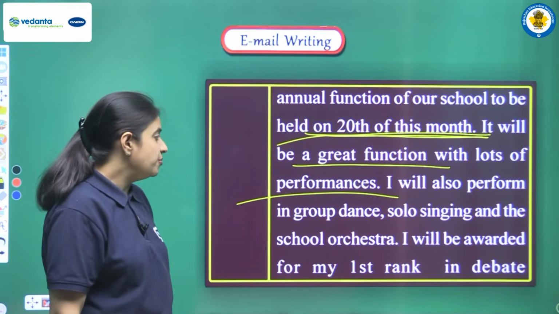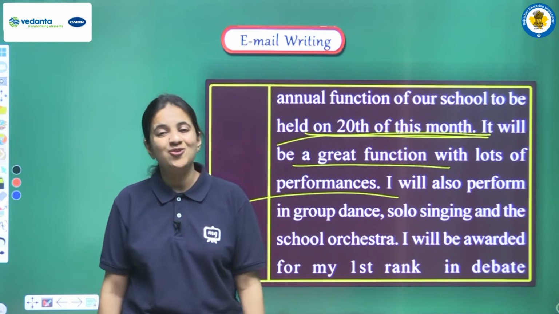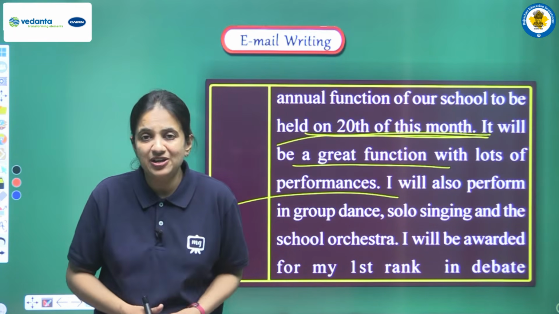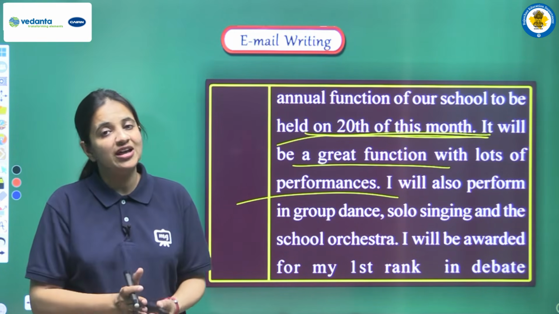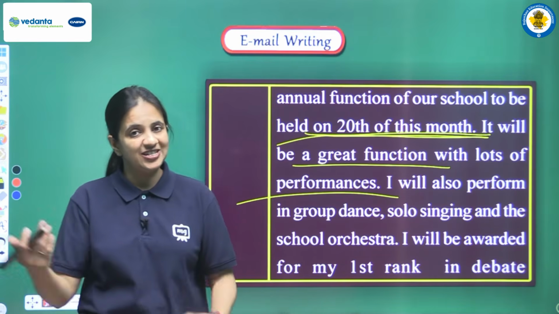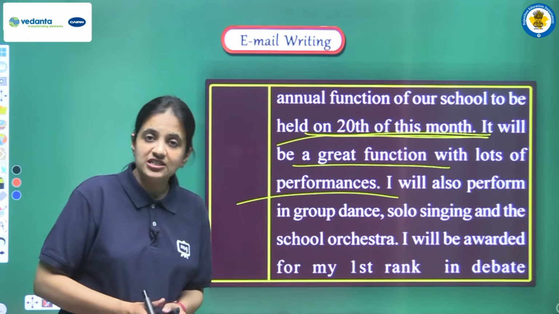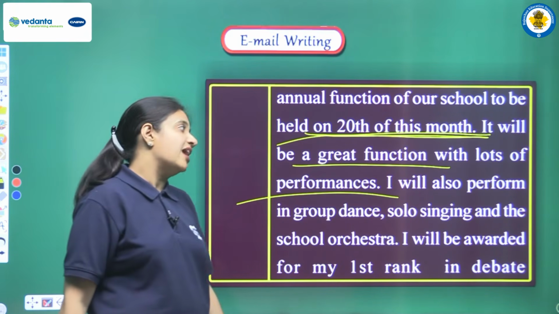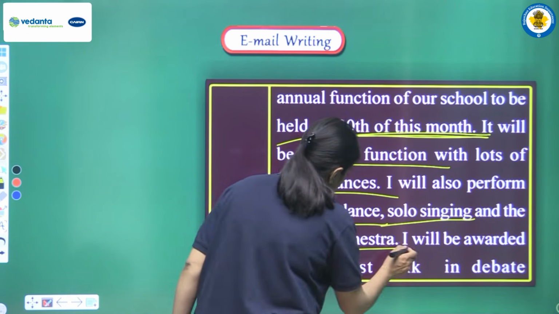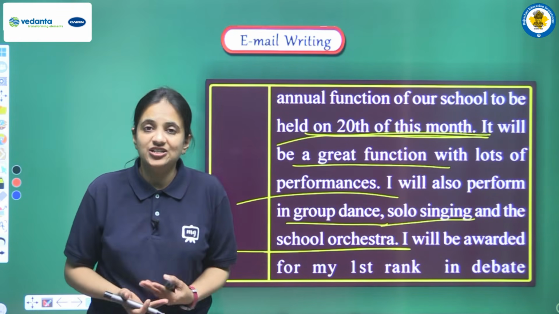I will also perform in group dance, solo singing and the school orchestra. Now obviously we have to write our participation also, that what is our contribution or what is our participation in our school annual function. That thing is also very much important because your cousin is obviously going to be more interested in your performance. So we have to give the details related with our participation also. So here we can write in this manner that I will also perform in group dance, solo singing and the school orchestra, because these are the general performances that generally happen in the annual functions of all schools.